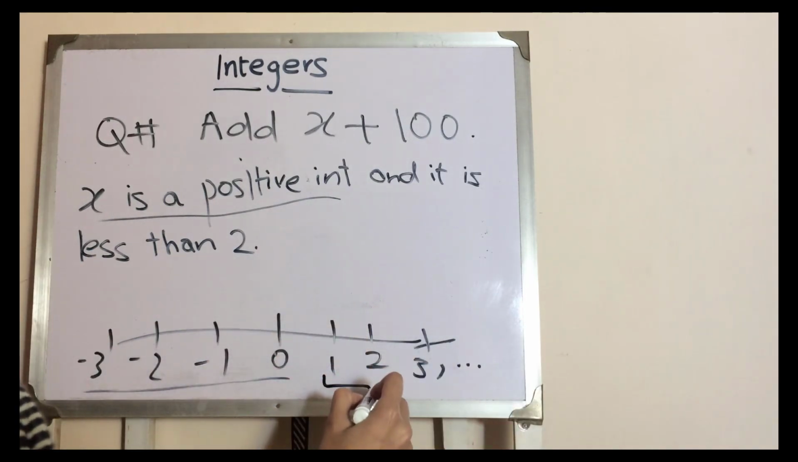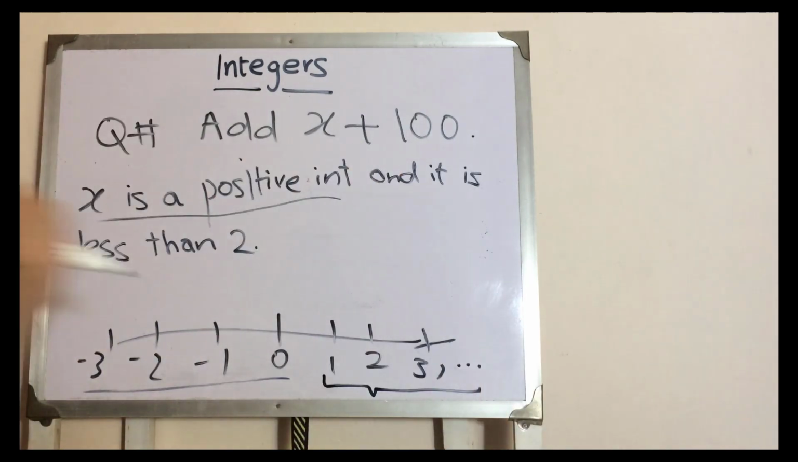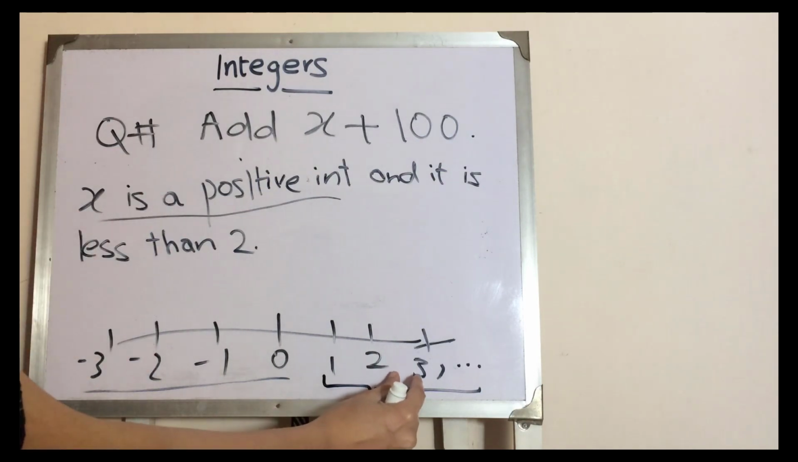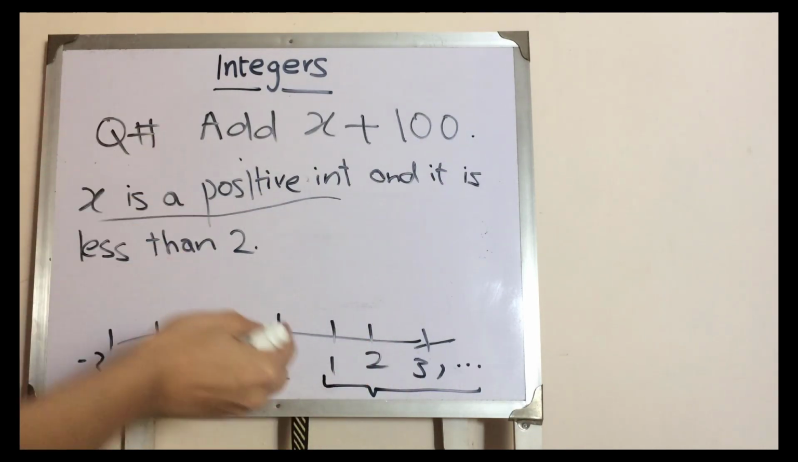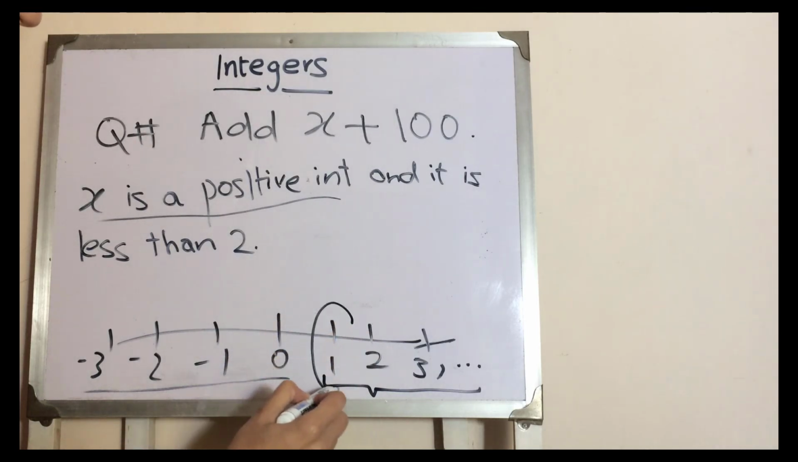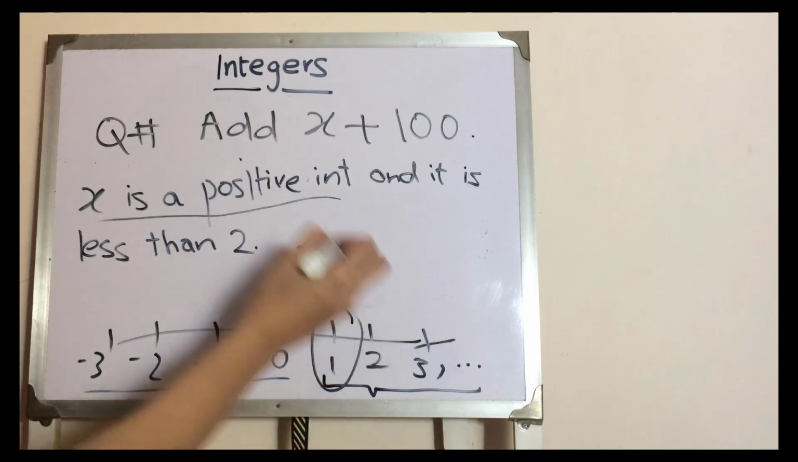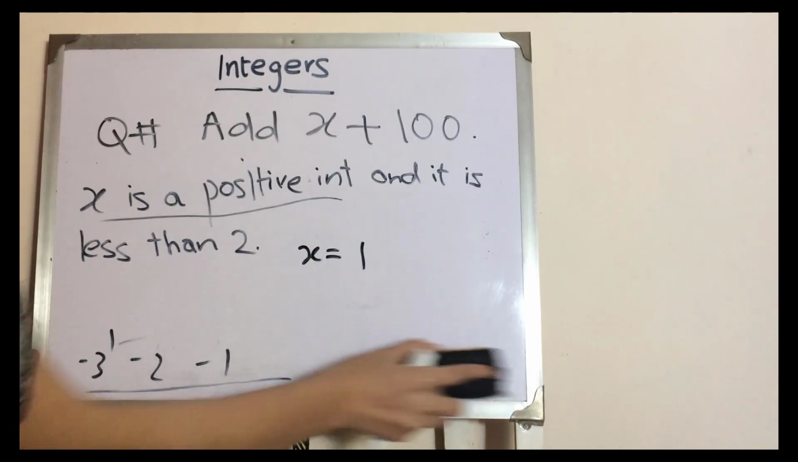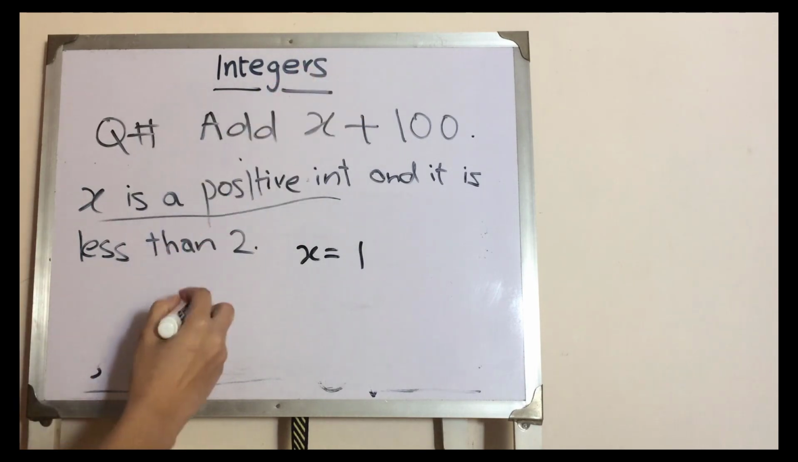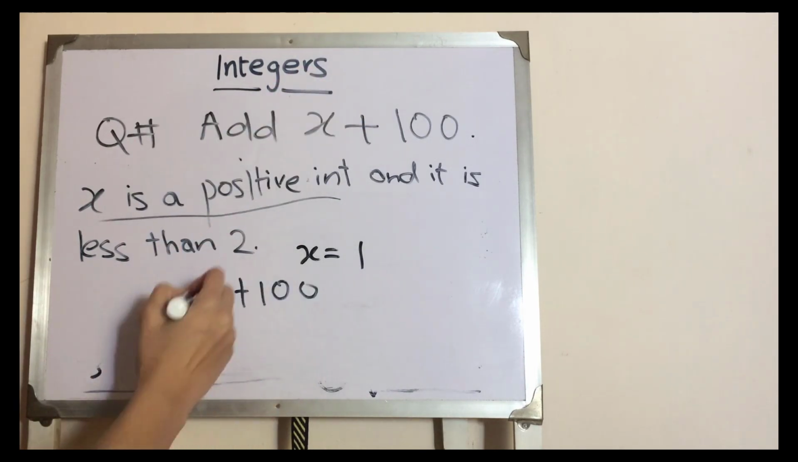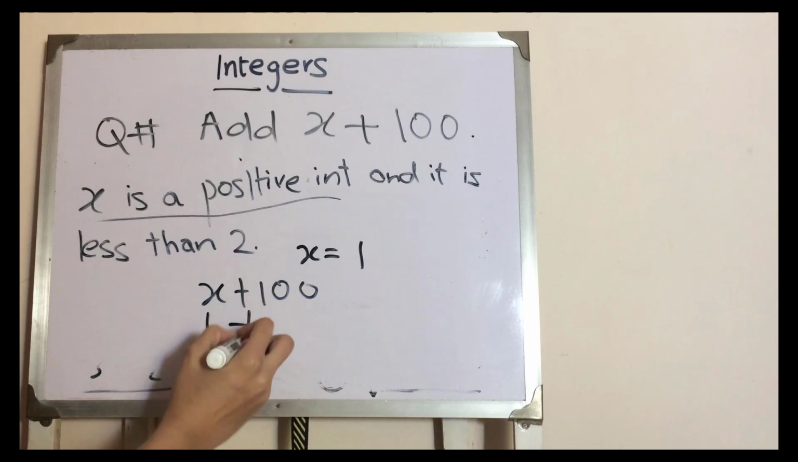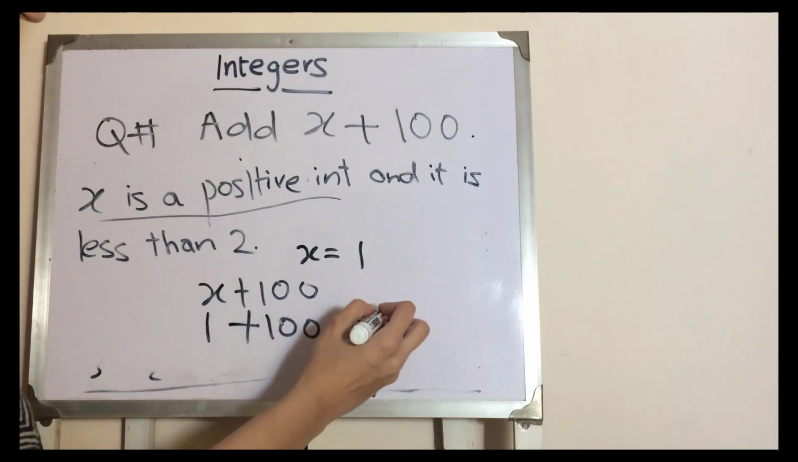Let's mark this. The second condition is that it is less than 2. Please tell me the positive integer that is less than 2. Again, 1. So 1 is the only positive integer that is less than 2. So x is 1. Let's put the value of x and solve the question. x plus 100, putting the value of x we found, is 1 plus 100. So the answer is 101.